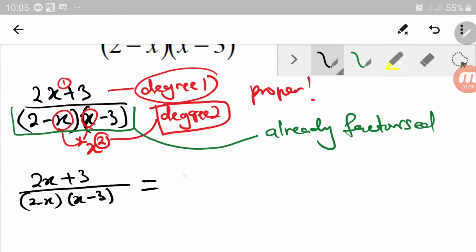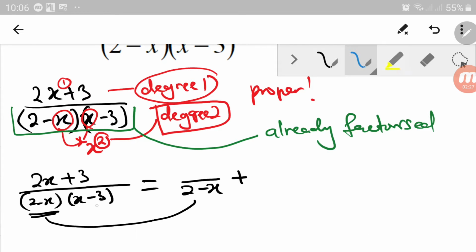Now we want to break this whole fraction apart, so we have to know how many new fractions we will form. The way we know that is by looking at the brackets that we have. We have one over here, 2 - x. We have a fraction that has 2 - x as the denominator, and then the other one, I use a different color, this one: x - 3.